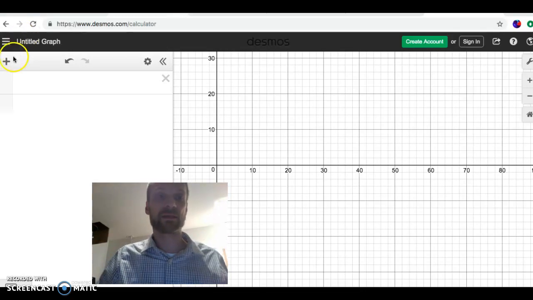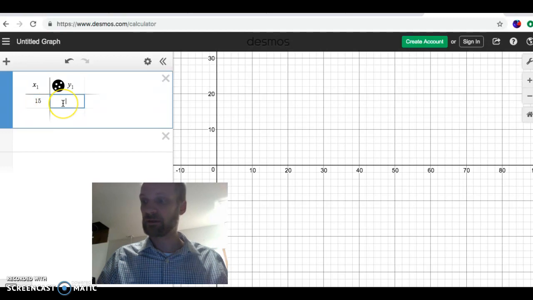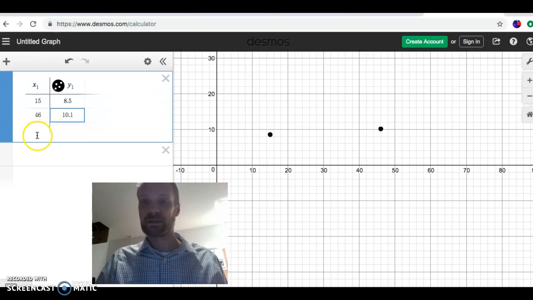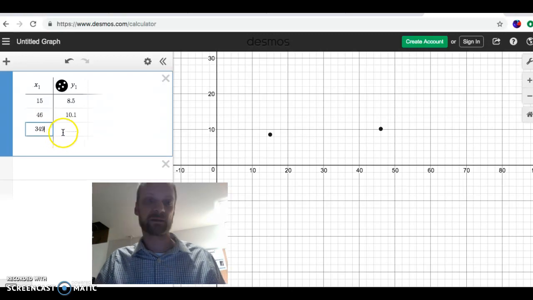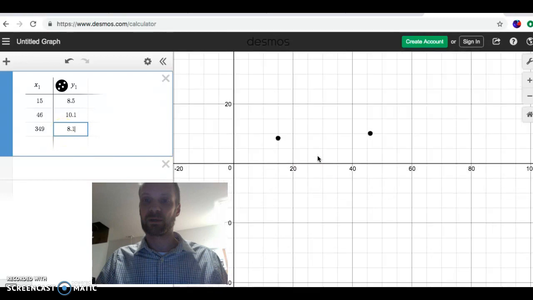So we need to make a table of values. We come to this plus, and we put in a table. So 15 is x and y is 8.5. You can see that up here on the screen. 46 is x and 10.1, and there you go. Now be careful, you may have to play around with this. You'll see that 349, which is in the last x, is 8.1, and it doesn't appear until you zoom out.